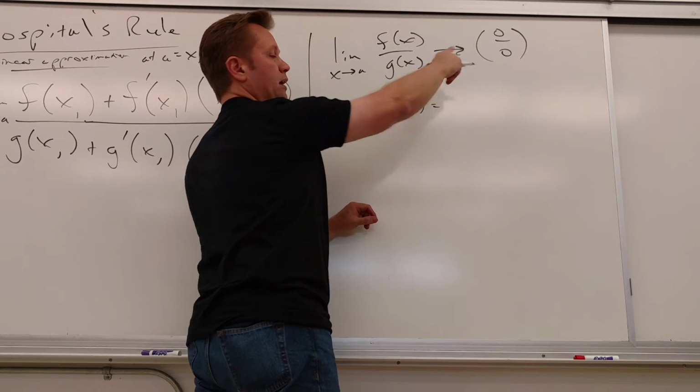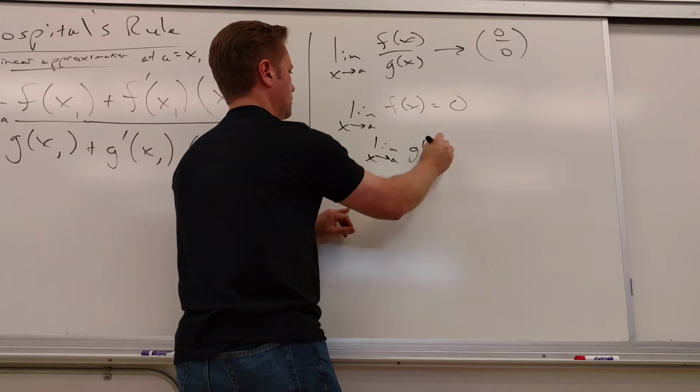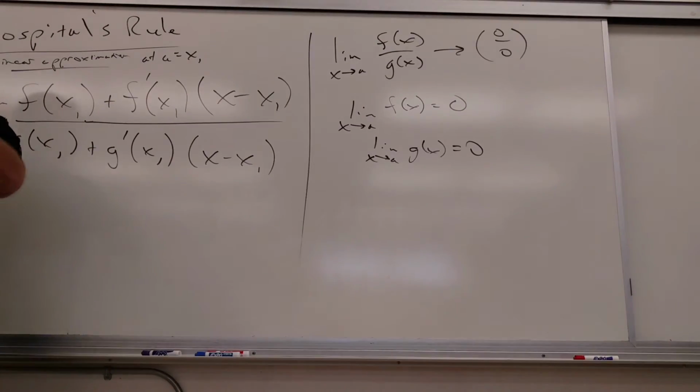Well, what is this telling me that it is? 0. And what's the limit as x goes to a of g of x? 0. Okay, cool. I like it. So they're both going to 0.